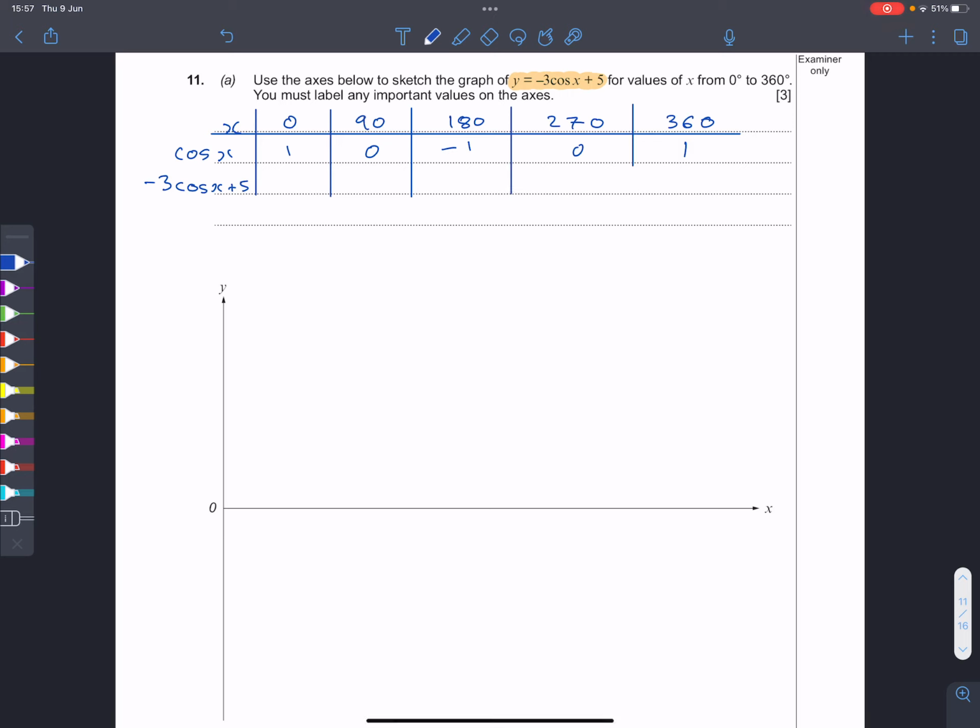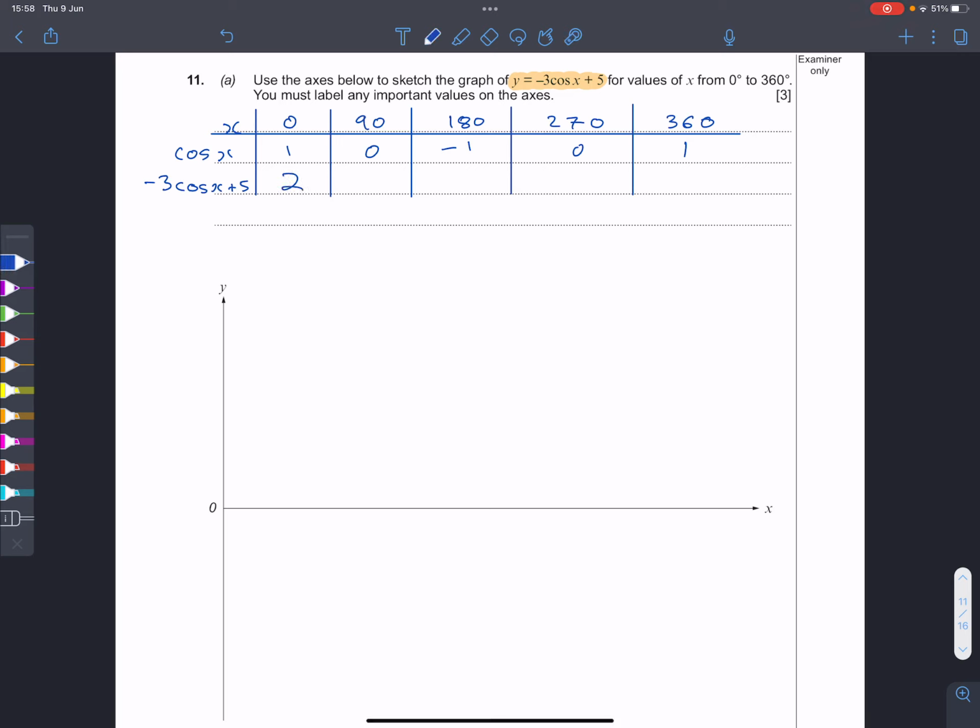We can just make sure that makes sense of what we got up above as well. You can put x as 0, 90, 180, 270, 360 into your calculator. Or you can think about, well, if cos of 0 is 1, we're going to do -3 lots of cos of 0, which is -3, plus 5. So that should give you 2. Let's double check. -3 cos of 0 plus 5 is, lo and behold, it's 2.